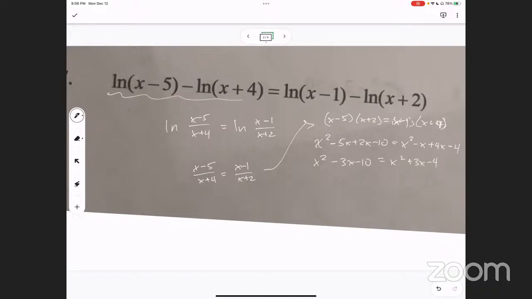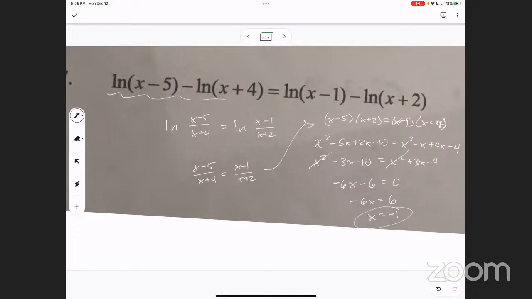And now I want to solve this, I need to move everything to the left side of the equation. So that's going to cancel those x squareds out. Subtracting 3x is going to give me negative 6x. Adding 4 is going to be negative 6. And now I can add 6 to both sides. And now I can divide by negative 6, and my answer is negative 1.